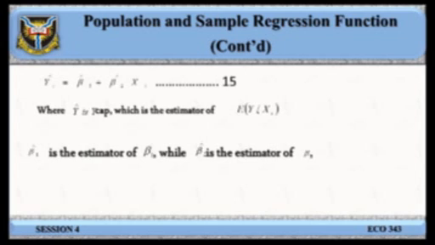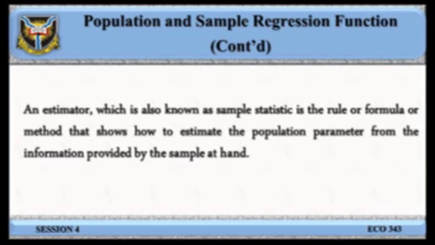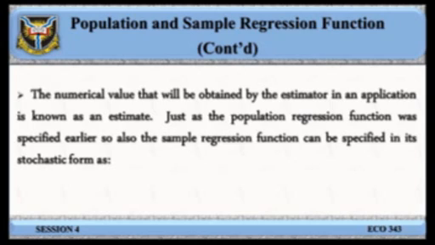where Y cap is the estimator of E(Y|Xi). Beta 1 cap is the estimator of beta 1, while beta 2 cap is the estimator of beta 2. An estimator, which is also known as a sample statistic, is the rule or formula or method that shows how to estimate the population parameter from the information provided by the sample at hand. The numerical value that will be obtained by the estimator in an application is known as an estimate.